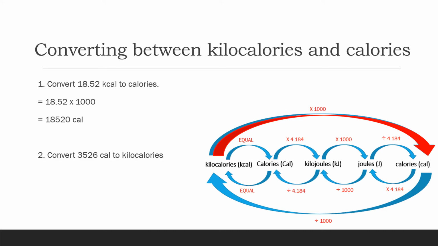If we have a look at another example, convert 3,526 calories with the lowercase c to kilocalories. Once again, have a look at our diagram, and we can see that we go from calories underneath the diagram to kilocalories, and our diagram tells us that we need to divide by 1,000. So 3,526 divided by 1,000 equals 3.526 kilocalories.